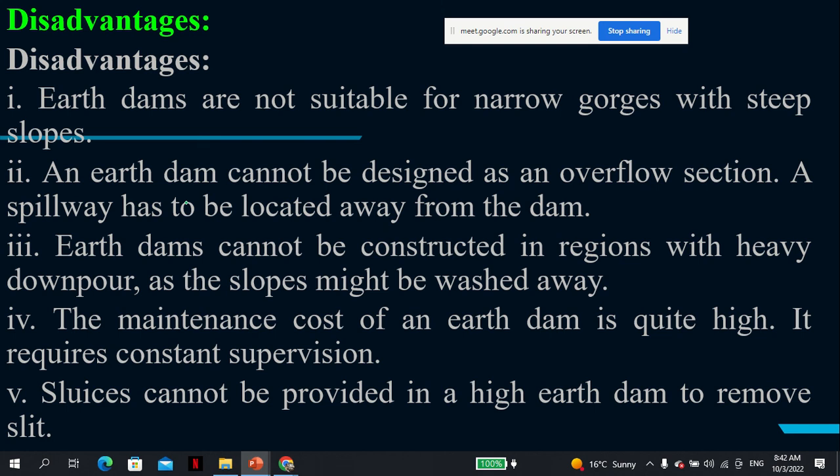Yeah, so when water flows, it means the integrity of the embankment is compromised slowly by slowly. Because of that flow, there is erosion and so many things, and the integrity of the embankment will be compromised in due course. Earth dams cannot be constructed in regions with heavy downpour, as the slopes might be washed away. Of course, the same issue of erosion. The maintenance cost of an earth dam is quite high, requires supervision. Sluices cannot be provided in high earth dams to remove silt.